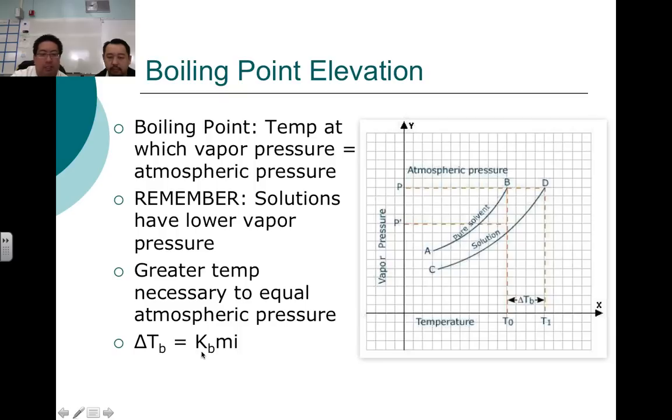Kb is the molal boiling constant. This is based on the solvent, so that will be on a chart that's given to you, or it's going to be given to you directly in the problem. So it's nothing that you have to memorize or calculate. It's just a constant for the solvent. The m is the molality, which you may or may not have to calculate, and i is the Van't Hoff factor. The i represents the number of particles that the solute will break down into. And then we would add this to the boiling point of the pure liquid.